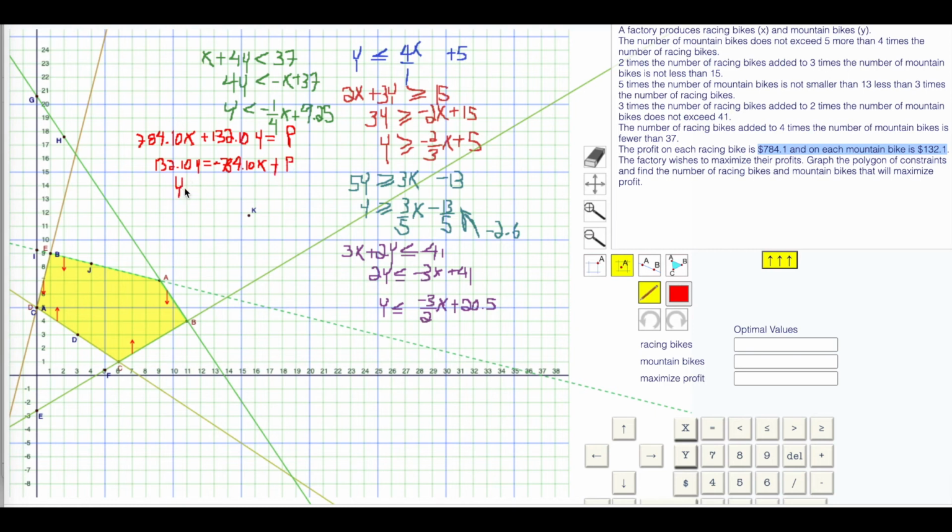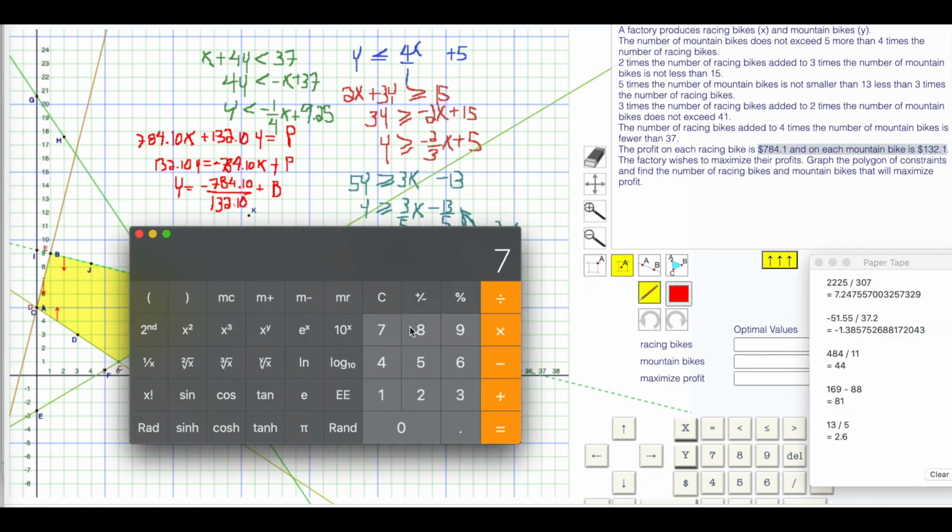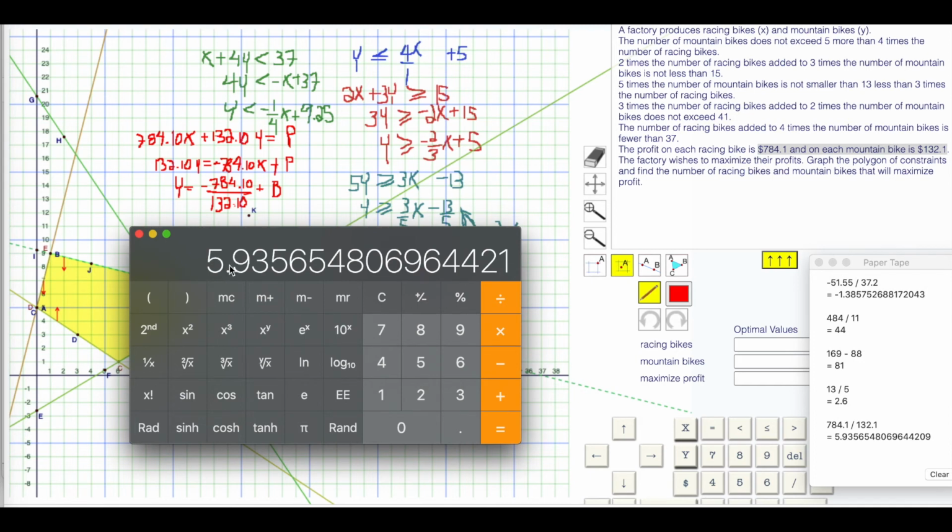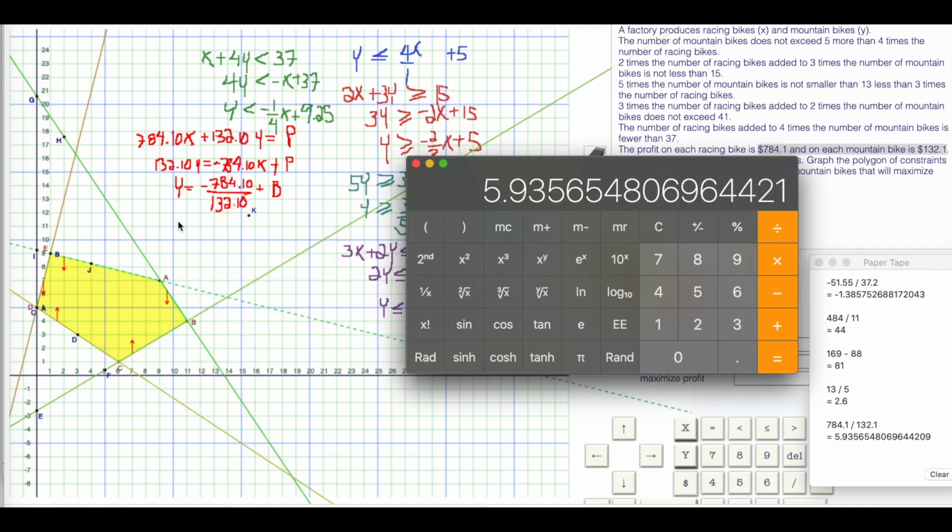So Y is equal to negative 784.10 divided by 132.10 X, plus some B value. And we don't care about that B value because this is a scanning line, so we can pick any B value we like, which is nice. We just write some B value that we don't care about. I want to turn this into a decimal. 784.1 divided by 132.1 gives us 5.935 over 1, and that's going to be our slope.